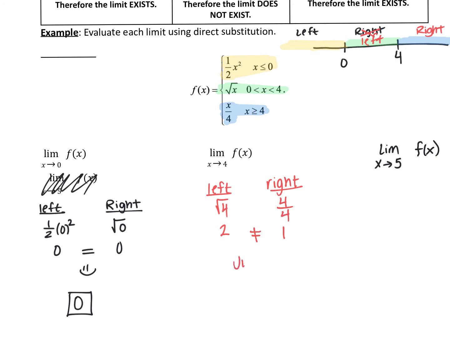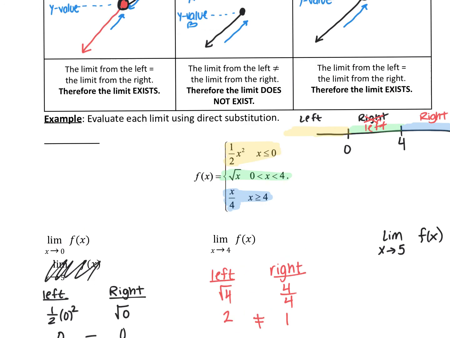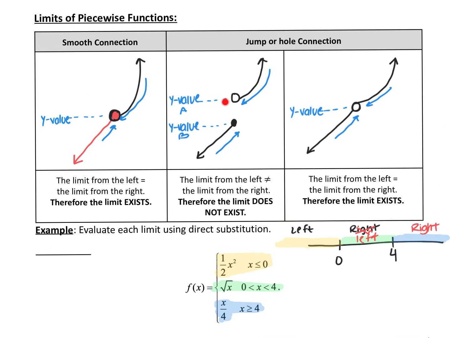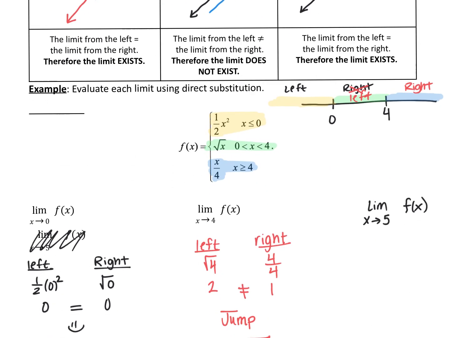That means there must be a jump here, some sort of jump in my piecewise function. Therefore, the limit does not exist. So the scenario that you see here is actually this one. We have one y value and a separate y value, therefore it's not the same.